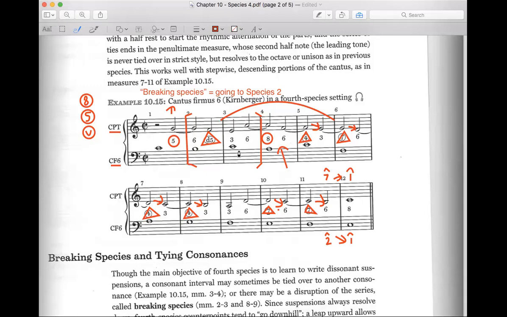You can break species. To start the exercise, you'll mainly be starting on the weak beat. To end the exercise, it's common to end with 7-6. However, it is possible also to break the species. So, in other words, to go to species 2. And lastly, it is possible to have a consonant skip using the same rhythm. Okay, there you have it.